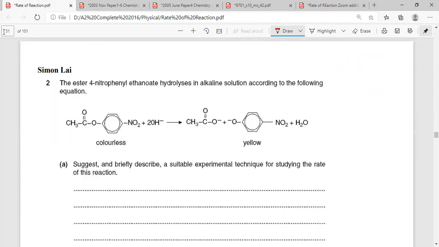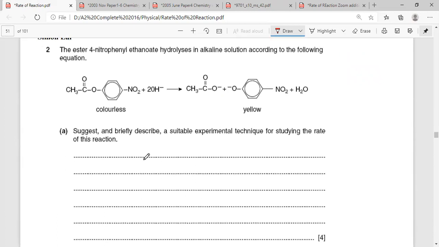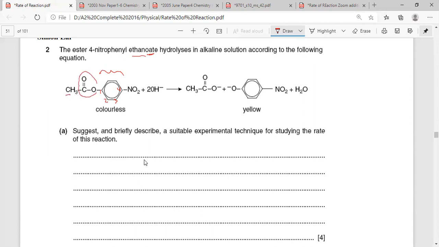51. Ah, yes. Now, look at this question. The ester 4-nitrophenyl ethanoate. It's carbon 1, carbon 2, carbon 3, carbon 4. 4-nitrophenyl, phenyl. Ethanoate means that there's an ester group here. Ethan, 2 carbons. Don't care about these colors. They tell you one, because who knows this substance here? Of course, it's colors you have to know. If you don't know, that means you're not prepared.